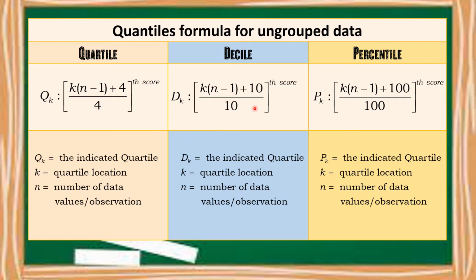So as you can see, our formulas are almost similar. They only differ in the position. For the quartile, it should be plus 4 divided by 4. For the decile, plus 10 divided by 10. And for the percentile, plus 100 divided by 100. So they are all the same.